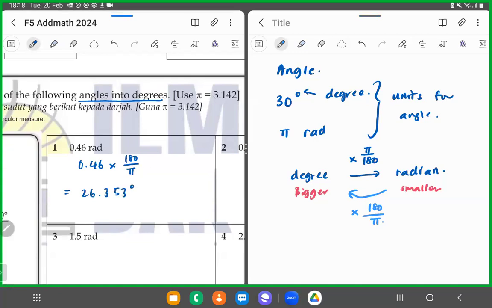Then this one is degree, right? So you put the little circle on top. This part, no problem, right? Very easy, right? Extremely easy, right?